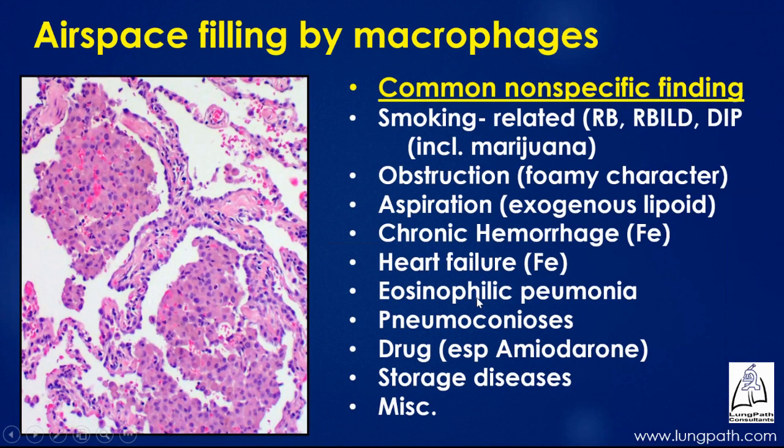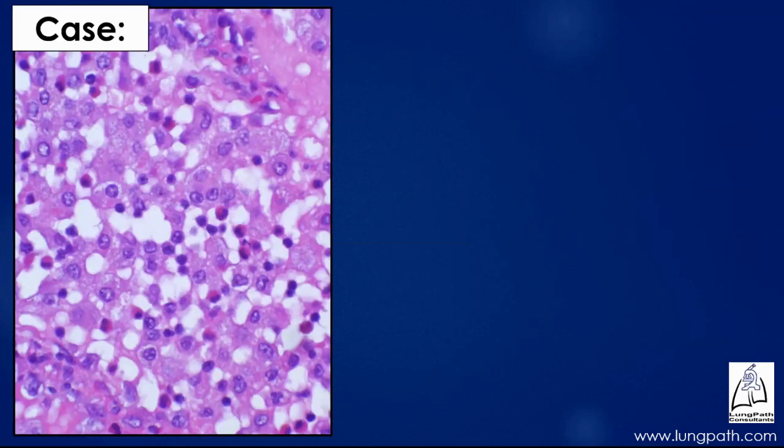Now, a few are common and nonspecific, but the first thing you should think about when you see a lot of macrophages is smoking-related injury, or obstruction, or even aspiration. Chronic hemorrhage is further down in the differential. Heart failure is often an incidental finding, but can do it. There's a long list of things that can cause an accumulation of macrophages. For example, when you breathe in dusts, it's the macrophages that are going to phagocytize those dusts, and macrophages are common in pneumoconiosis. Let's go back to a case.